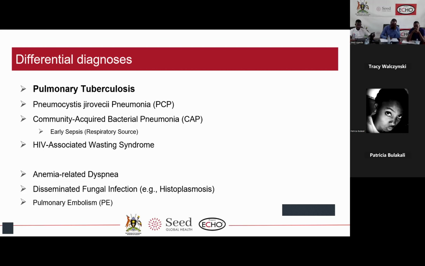Anemia-related dyspnea, not the primary diagnosis, but still we have an anemia of 10.2. Disseminated fungal infection, immunosuppressed patient. Pulmonary embolism, not ruled out. It can be there in our patient. It's still the last on our list. And I'm happy to see that the audience have many ideas. The list is long in the chat.